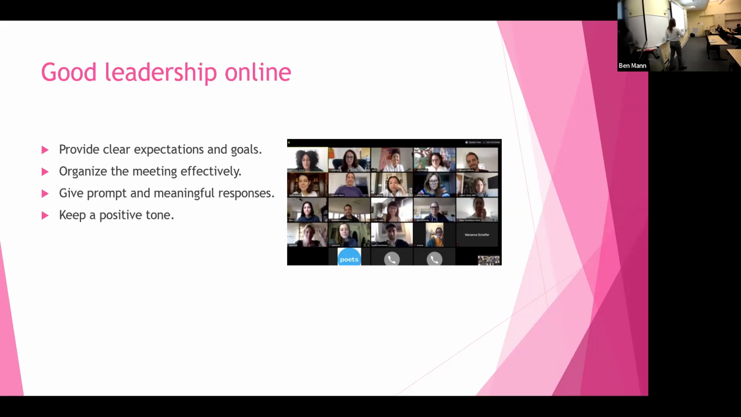You might also recommend that people switch over to the gallery view, or the Brady Bunch view. This lets people more clearly see each other as they're talking and makes it easier to pick up on nonverbal cues.